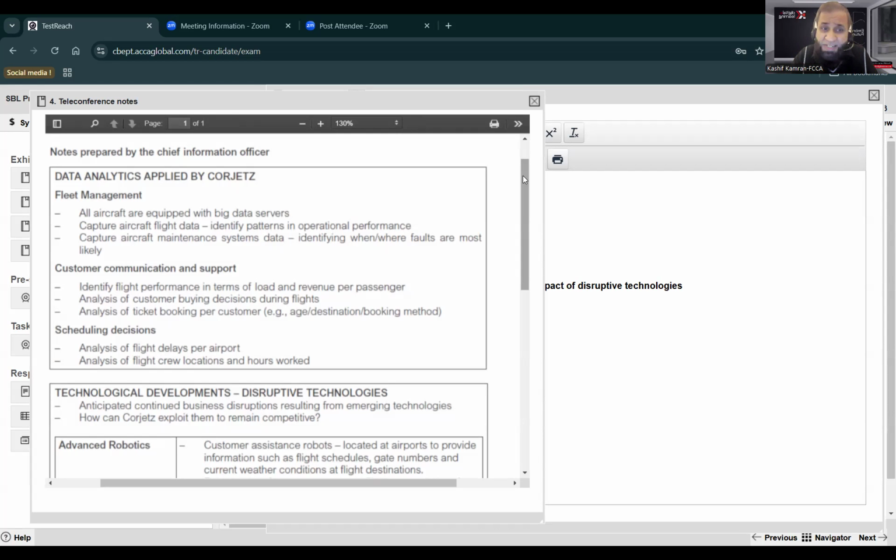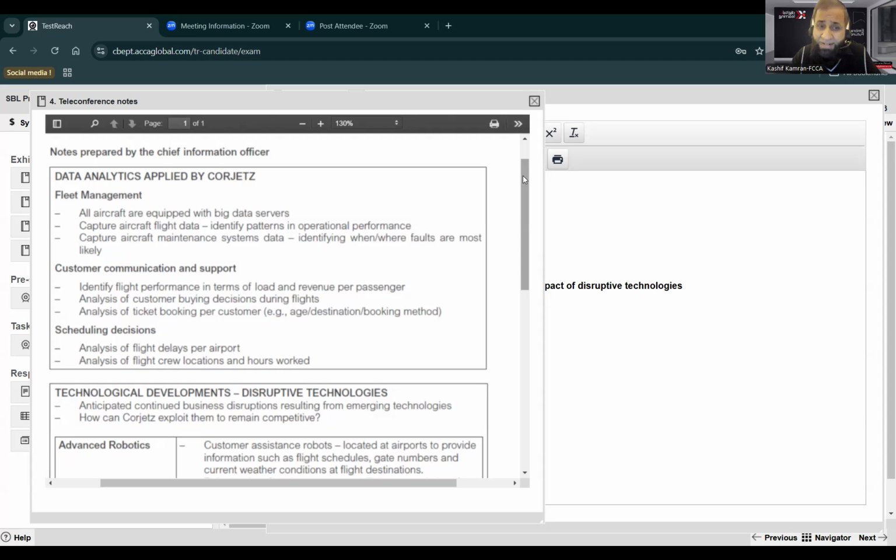They're using it for customer communication and support. Identify flight performance in terms of load and revenue per passenger. You need to analyze which of the flights is giving you full capacity or near full capacity, which routes are very popular among your passengers, on which routes you are getting more revenue per passenger, and on which routes you're getting more load of passengers, with aircrafts going at full capacity. So you need to focus attention on those particular routes in future.